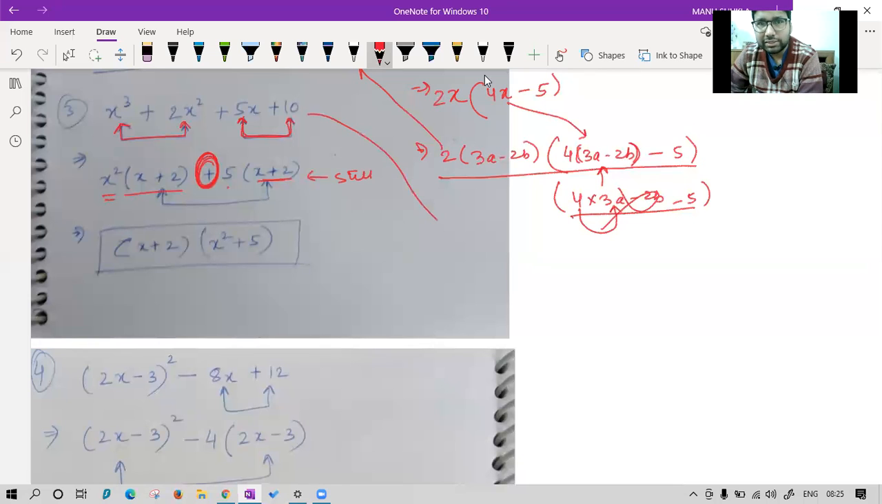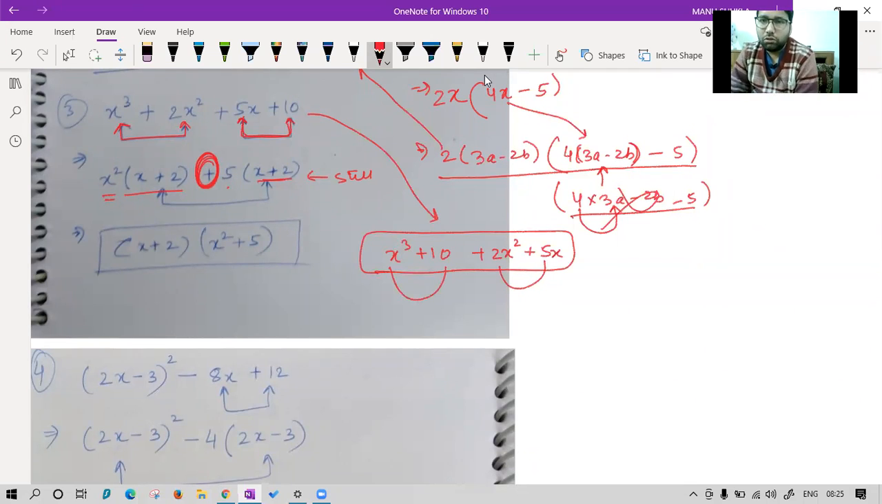Vaishnav, suppose in this case you want to regroup x cube plus 10 plus 2x square plus 5x. Please confirm, will you get anything in these two and these two which is beneficial for you in this grouping? If you take this group x cube plus 10 and 2x square and 5x, will this help you? Yes, you have to take the group in such a way that they have something in common.